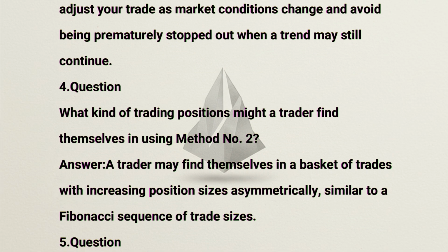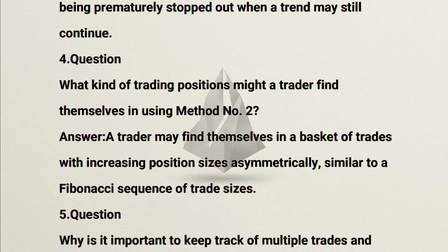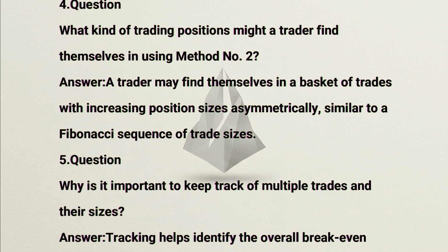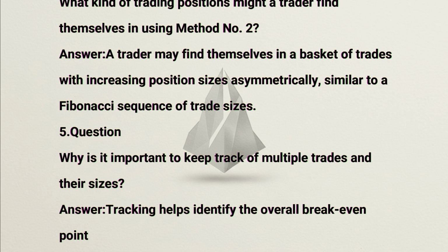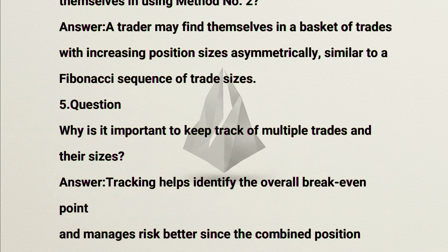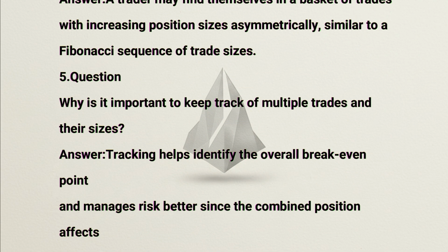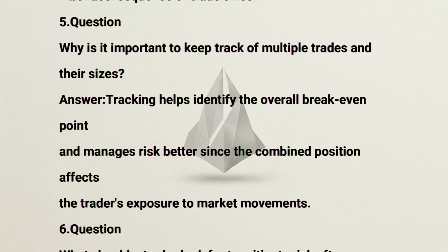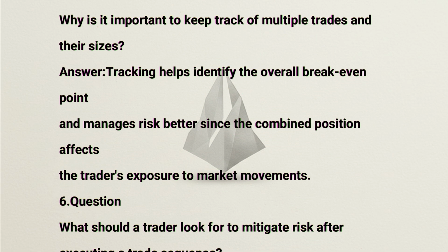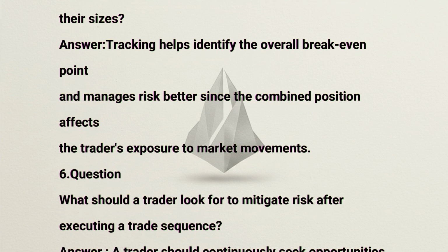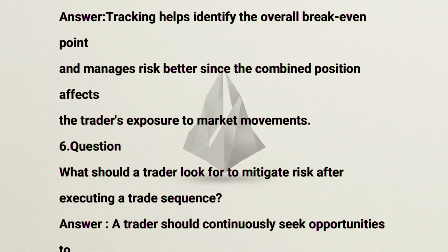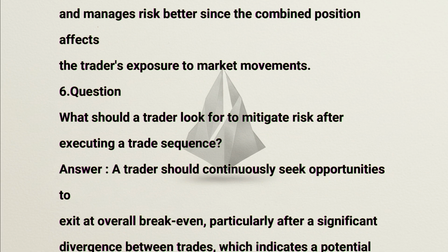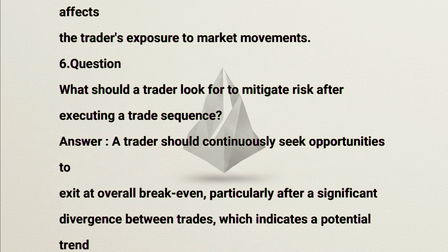4. Question. What kind of trading positions might a trader find themselves in using method number 2? Answer. A trader may find themselves in a basket of trades with increasing position sizes asymmetrically, similar to a Fibonacci sequence of trade sizes. 5. Question. Why is it important to keep track of multiple trades and their sizes? Answer. Tracking helps identify the overall break-even point and manages risk better since the combined position affects the trader's exposure to market movements.